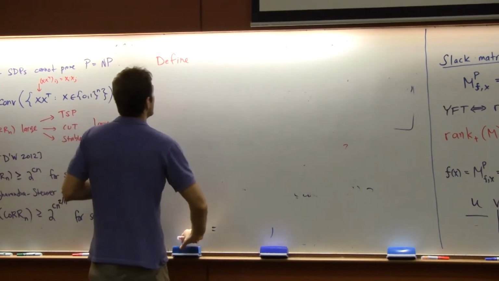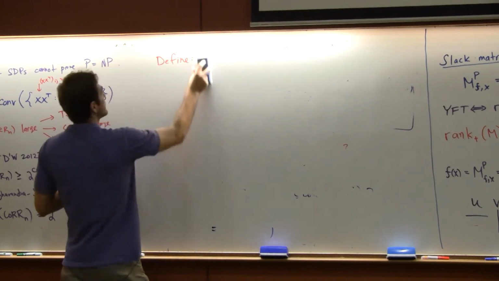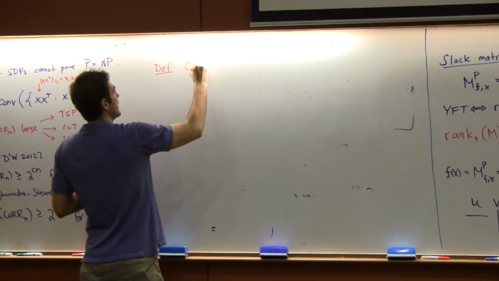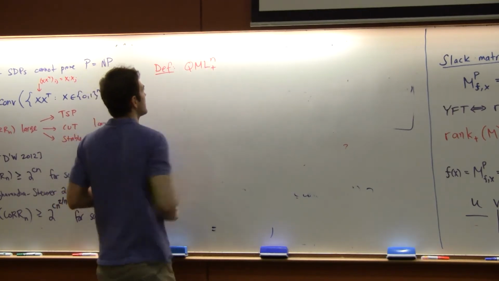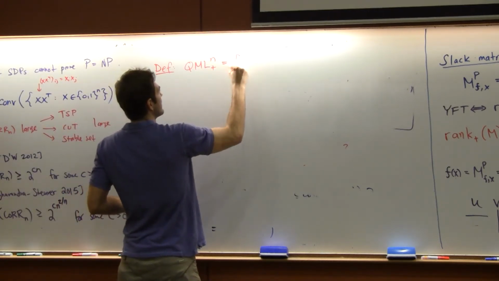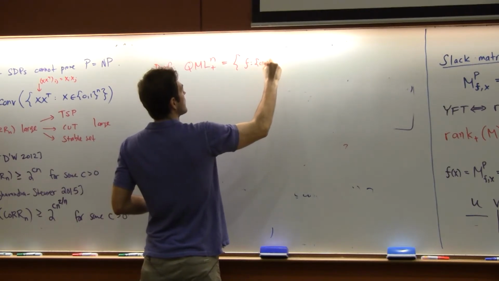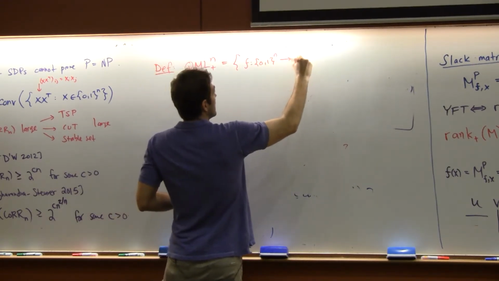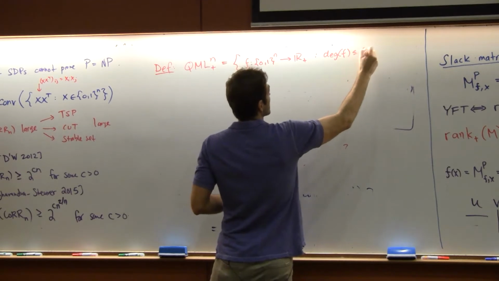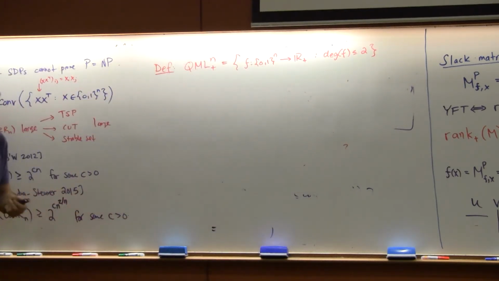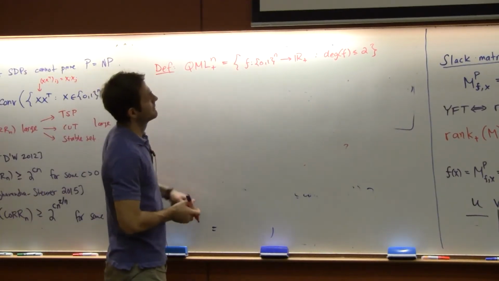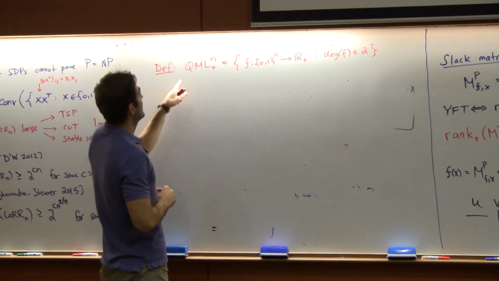Let's do this. Sorry, I don't want to write too close to the top here, so let's try again. Define QML plus of n. This stands for quadratic multilinear positive n dimension. It's just the family of all functions on the discrete cube that are non-negative and quadratic. So it's all of the non-negative quadratic multilinear polynomials. They're not so many, but there are infinitely many. Does it make sense?